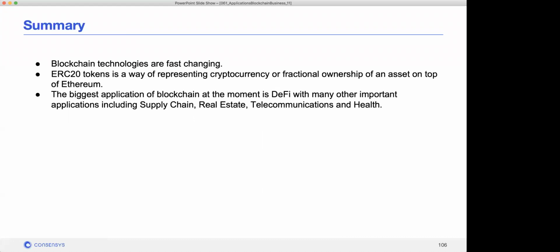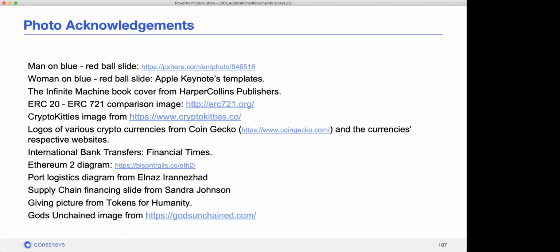So blockchain technologies are changing fast. I think DeFi is going to be around for a while, but there will be other use cases that will come to the fore. I borrowed diagrams from all over the place, and thank you to all the people that I have borrowed the diagrams and pictures from.